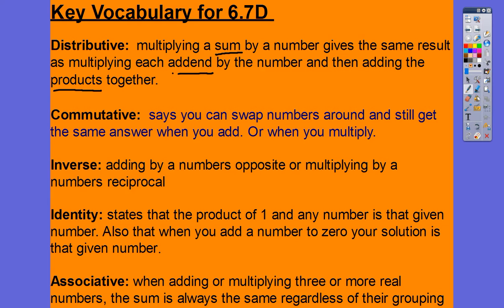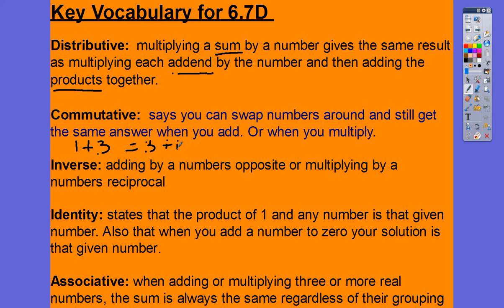Commutative says you can swap numbers around and still get the same answer when you add or when you multiply. And I would give them an example of this commutative property. So we could say something really simple. So 1 plus 3 is the same thing as 3 plus 1. And normally when you show them something simple like that, they really understand and they really grasp the concept.